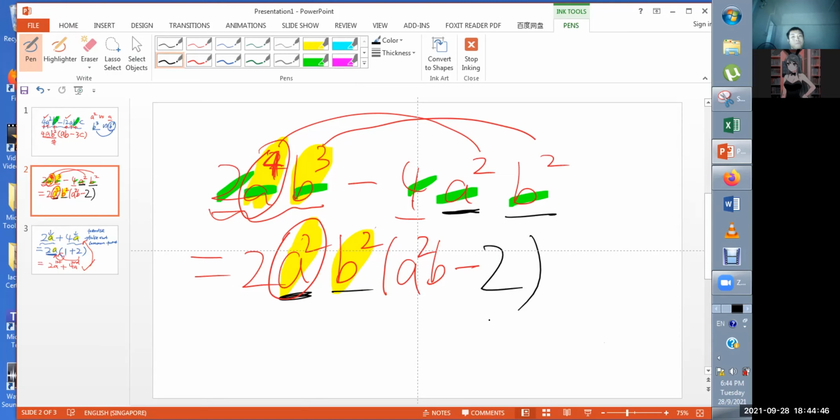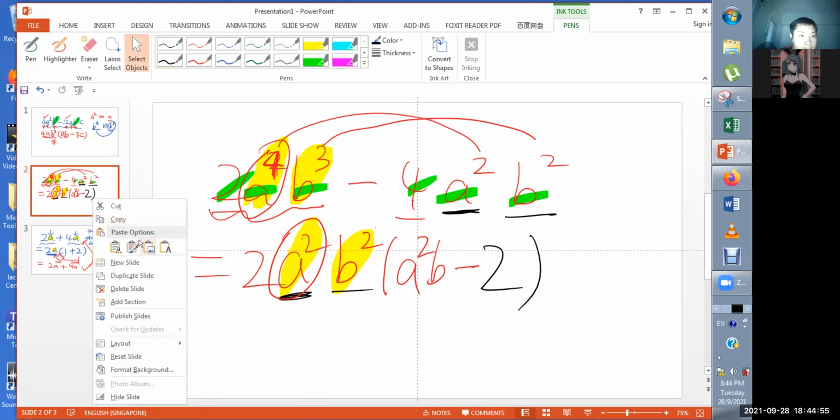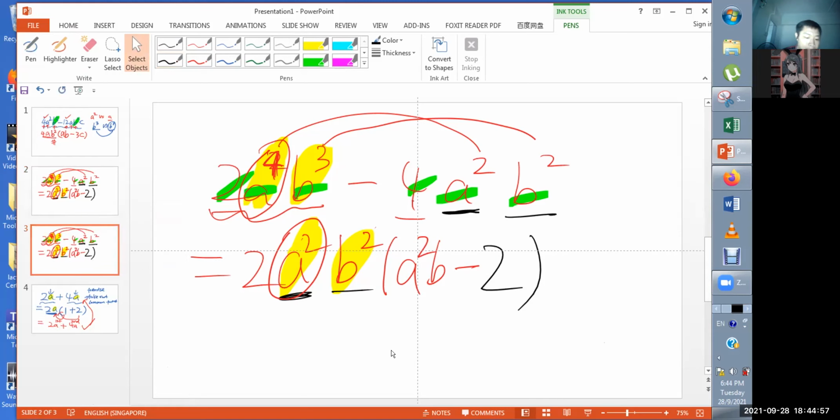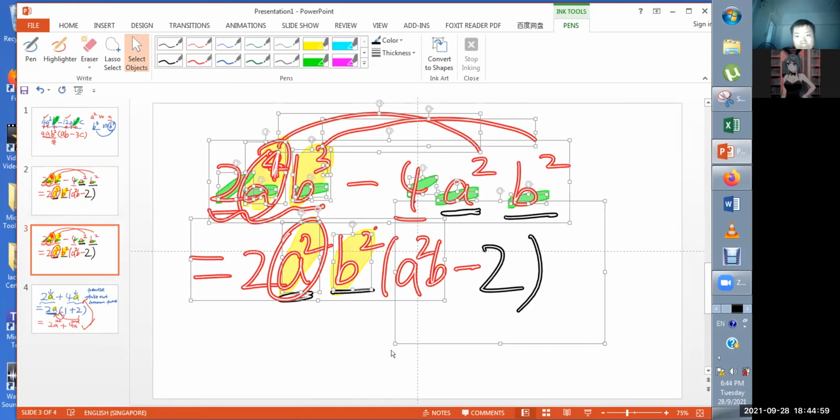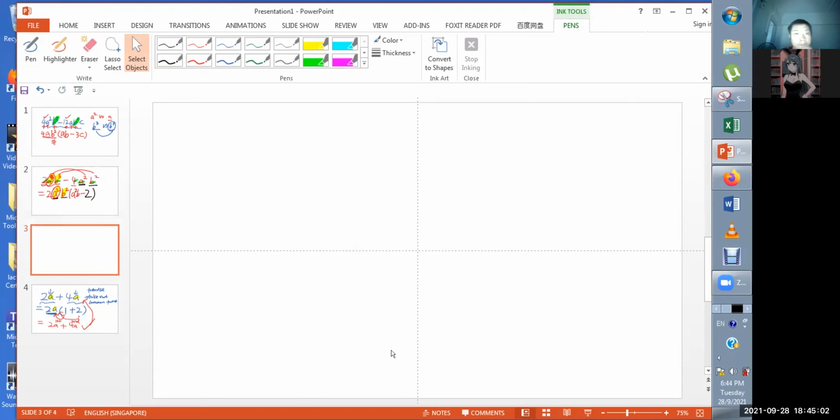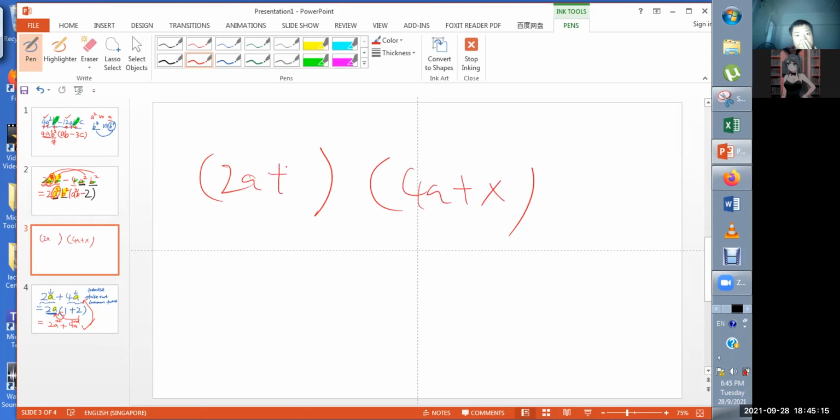Oh, I have another question. You have another question? How do you know if the answer, you're supposed to factorize the answer into the answer here or into like bracket 2a bracket close bracket, then another open bracket, then 4a plus x, then close bracket. Yeah. Okay. When do you know which one to do?